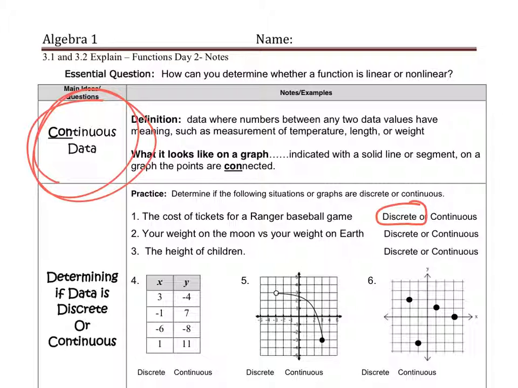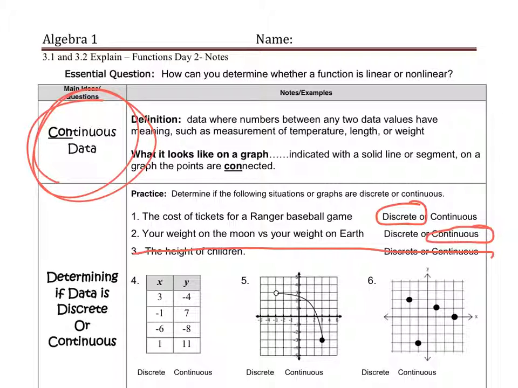Okay, your weight on the moon versus your weight on Earth. We're dealing with weight. Every single little bitty ounce or less, all of that can be counted. That is going to be continuous. Okay, again, we're going to cut out the height of children because there's an argument both ways for that.